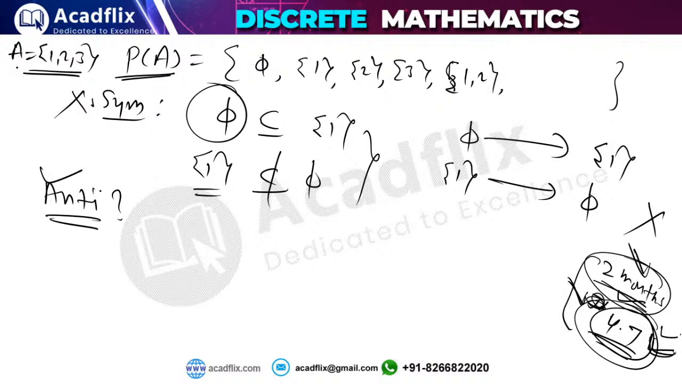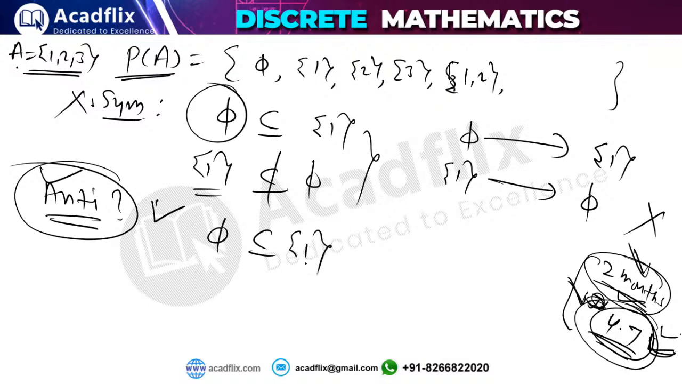Anyway, so let's see, is this anti-symmetric? Yes, this is anti-symmetric, because if you take two different elements, then you will see that there is no symmetry. For example, you can see this phi is subset of this, but this is not a subset of phi. So you can see between different elements there is no symmetry. Or you can check like this. Don't worry, you can check like this.